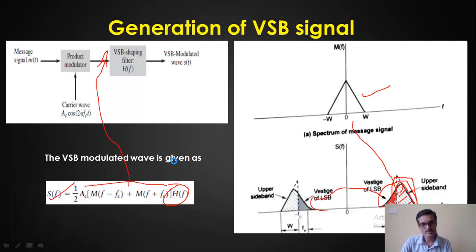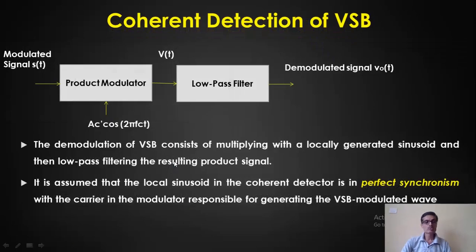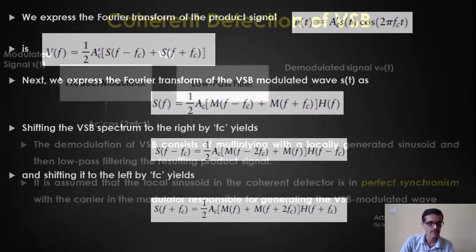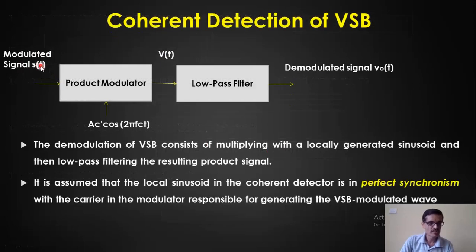Now going to the next part: how to demodulate the vestigial sideband signal. I have a modulated signal s of t, which is given over here.